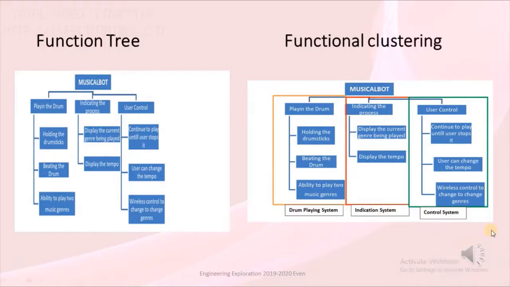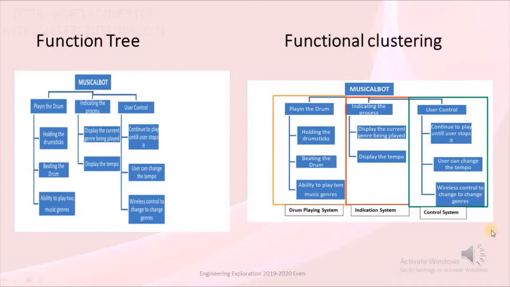After that, we have clustered different functions in the functional tree according to their similarities and processes into 3 subsystems. First one being the drum playing system, second one being the indication system, and third being the control system. In the drum playing system, we have 3 main functions. Those are holding the drumsticks, beating the drum, and ability to play 2 music genres.